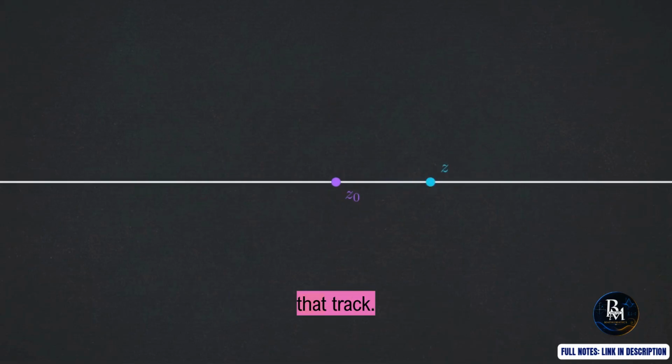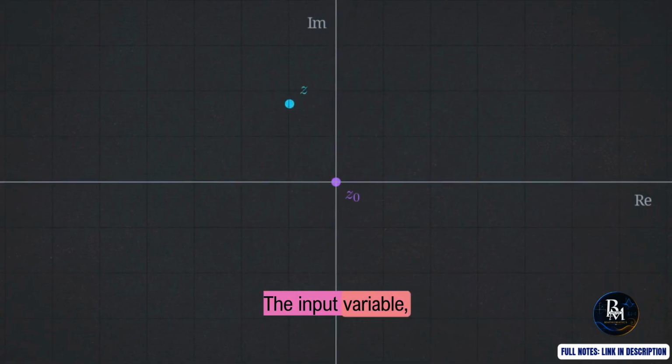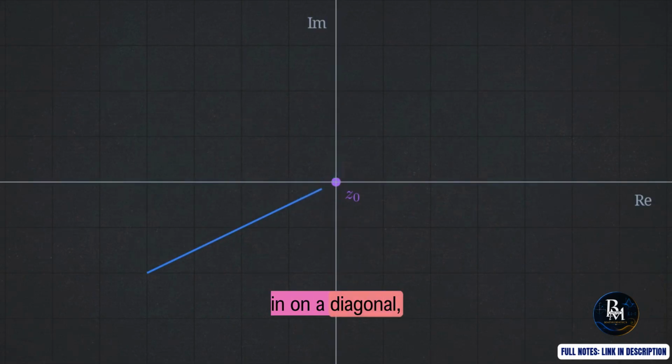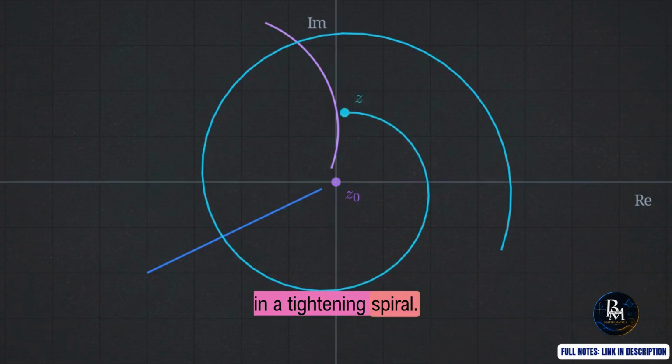Complex analysis removes that track. The input variable, which we call z, now lives freely on a two-dimensional grid. In the complex plane, a variable can approach a target coordinate from any direction. It can slide in on a diagonal, curve in from the top, or even loop around in a tightening spiral.